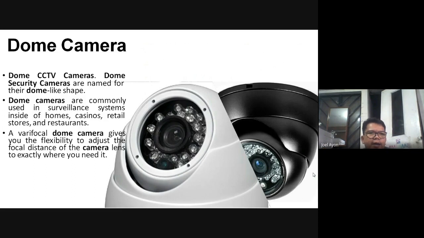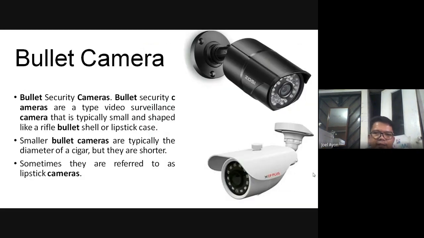So, what is a dome camera? Dome security cameras are named for their dome-like shape. Dome cameras are commonly used in surveillance systems inside homes, casinos, retail stores, and restaurants. Likewise, a varifocal dome camera gives you the flexibility to adjust the focal distance of the camera lens to exactly where you need it.